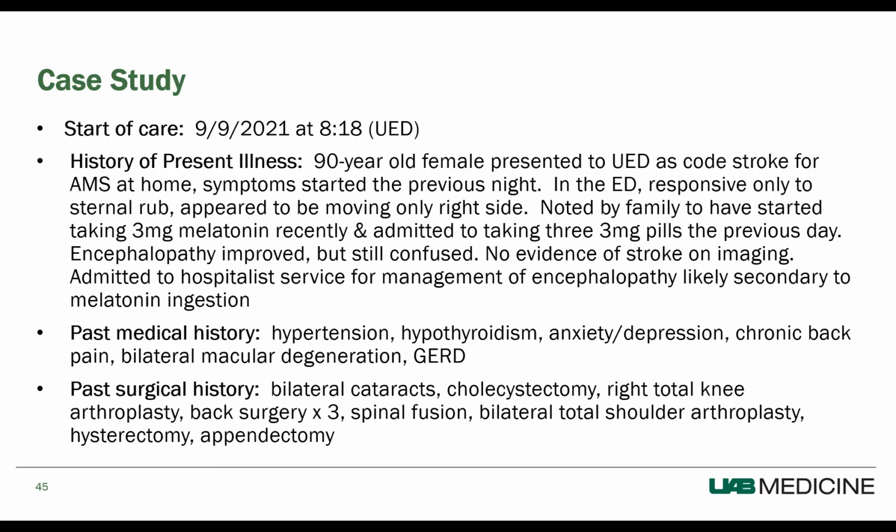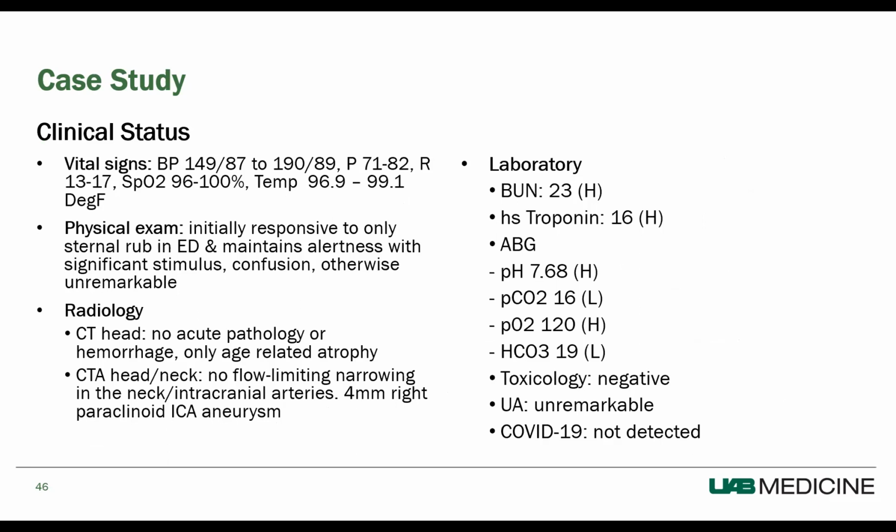Medical history, surgical history about what you would expect for somebody her age. What status do you think she should have been admitted to? Well, need a little bit more information, right? Blood pressure was elevated, pulse was fine, respiration's fine, SATs fine, temp's fine. She's improved. CT head is negative, CTA negative. Labs not that spectacular. Toxicology negative, UA unremarkable, no COVID.